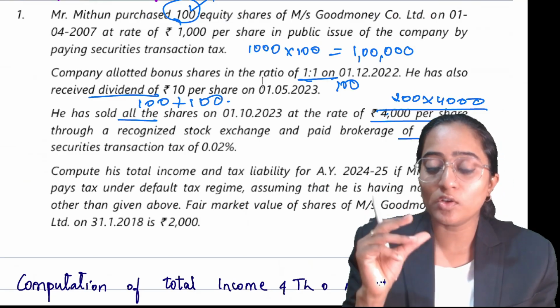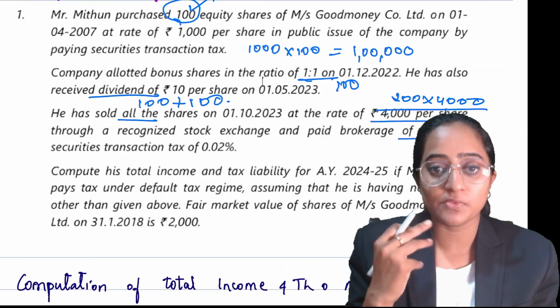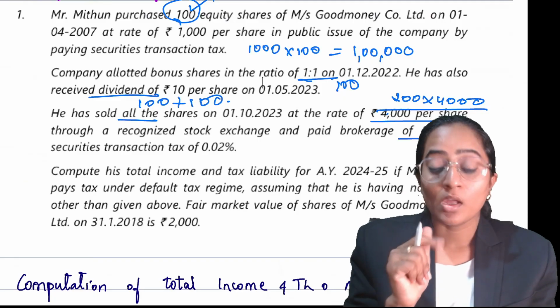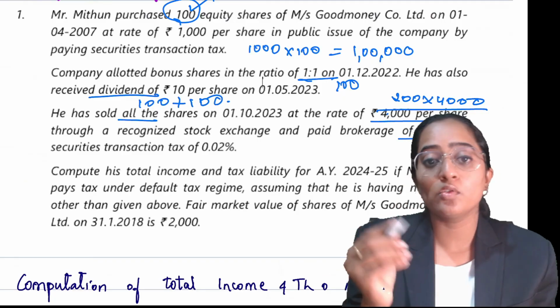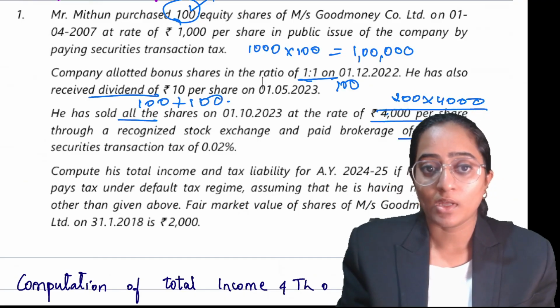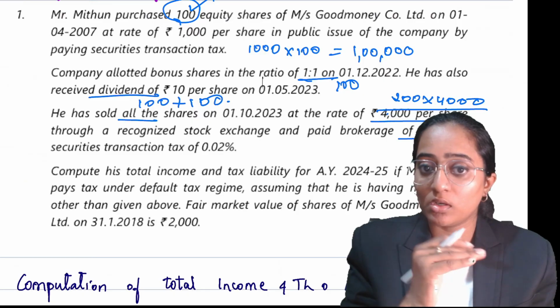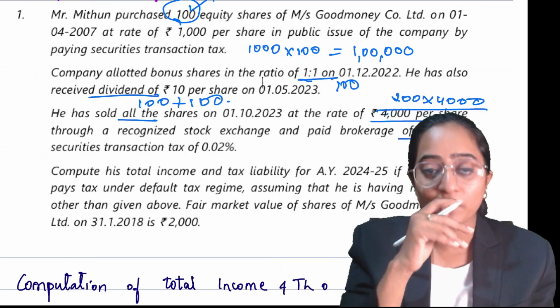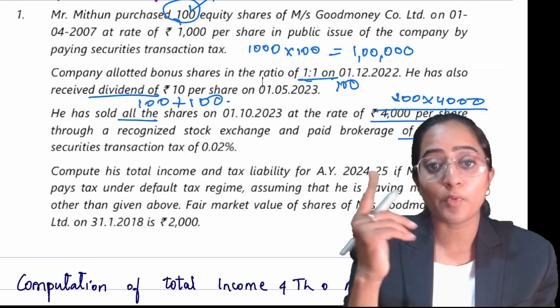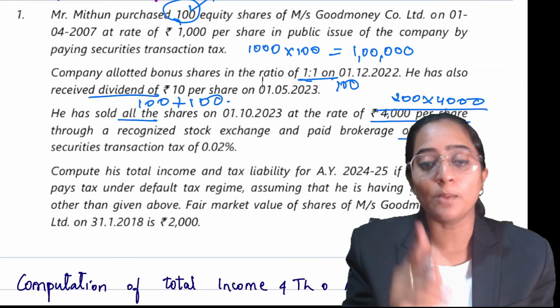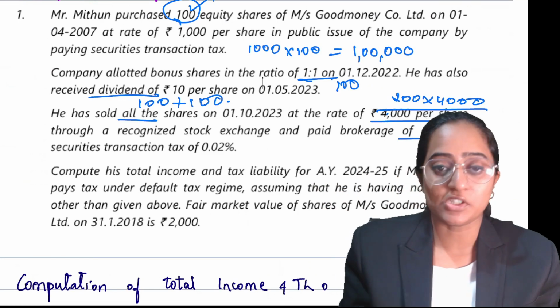People, you are going to understand the test your knowledge questions we are solving in this class only and only if you already know the concept of capital gain. I'm telling you again, if you don't know or don't remember the concept of capital gain, first go through the provision class and then come to this questions class.